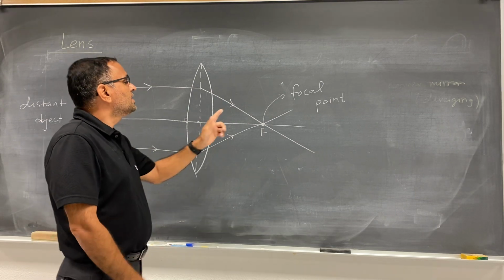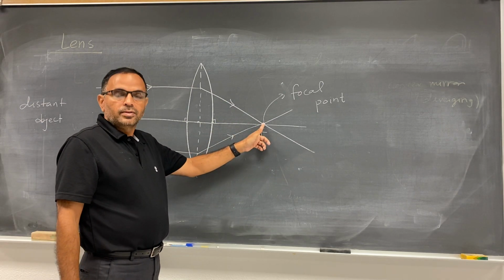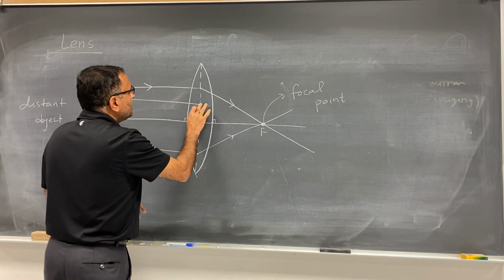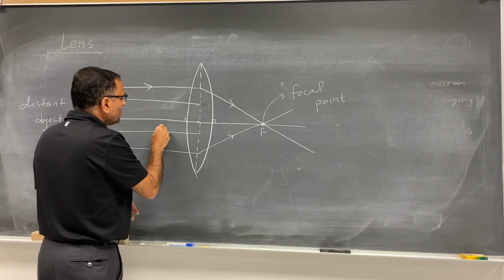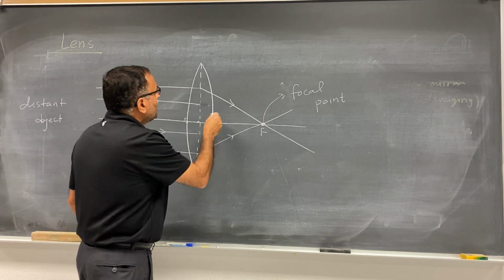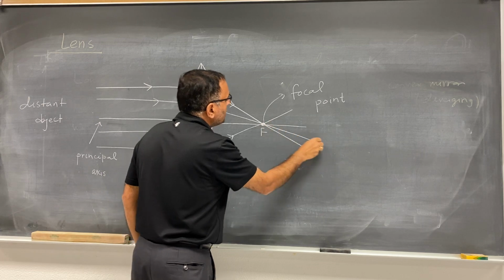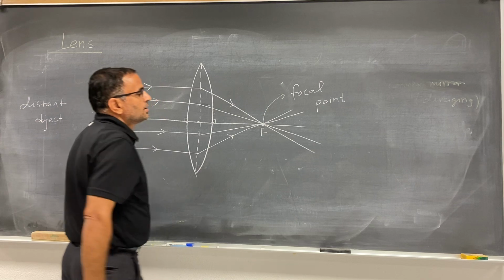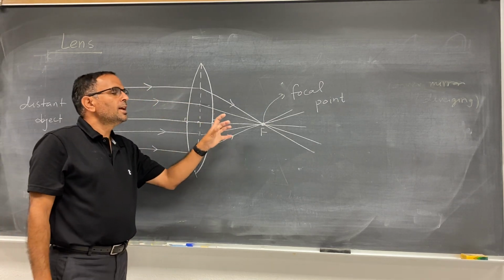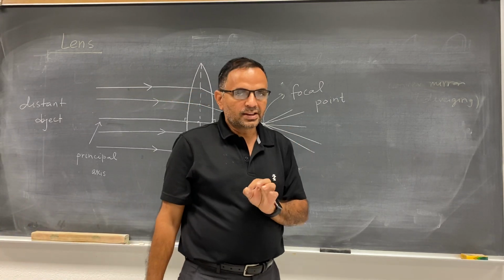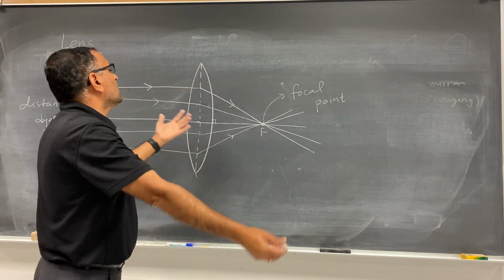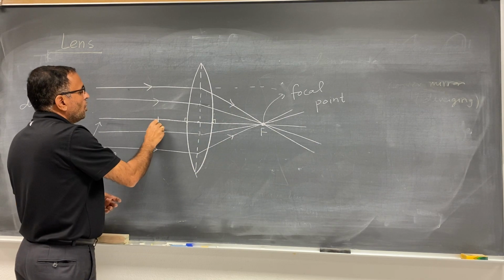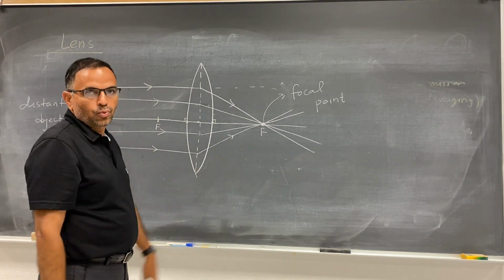That is why this lens is called the converging lens. If you draw another ray parallel to the principal axis like this, all rays pass through the focal point like this. All rays converge right here. Therefore, this lens is called the converging lens. If you take the ray from this side, then you have another focal point here. So on either side of the lens, you have a focal point.